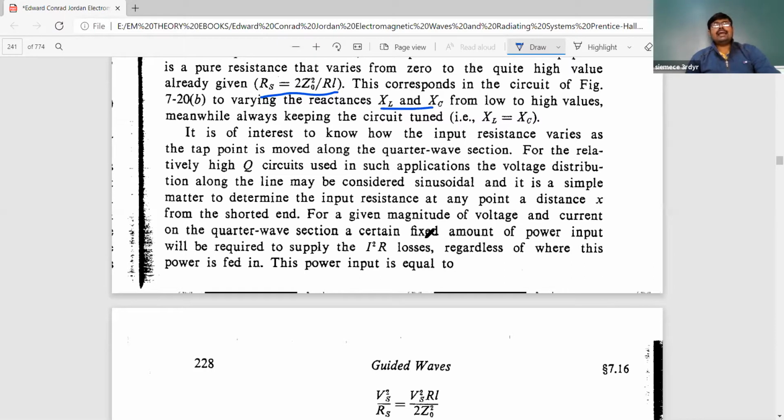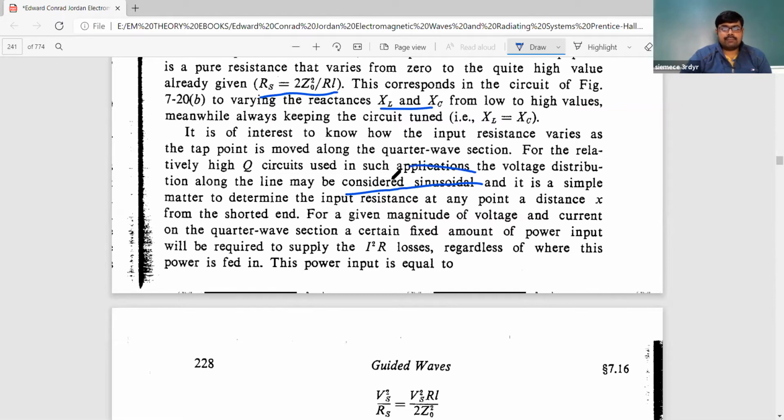For relatively high Q circuits, high Q meaning the Q value is high, used in such applications, the voltage distribution along the line may be considered sinusoidal, and it is a simple matter to determine the input resistance at any point at a distance x from the shorted end. So it is a very crucial parameter, and this distribution is also very important.